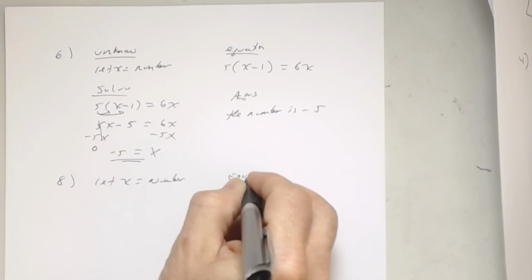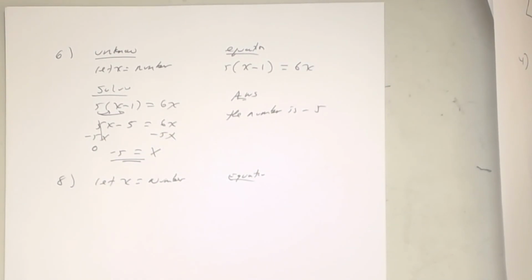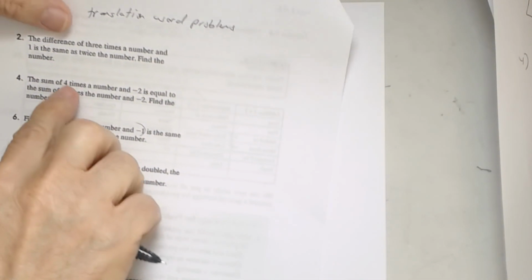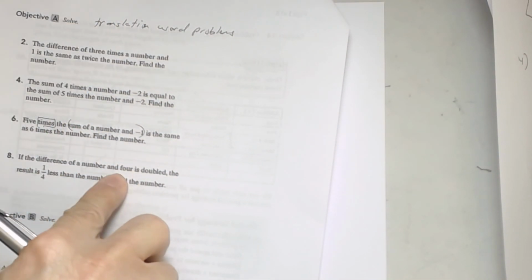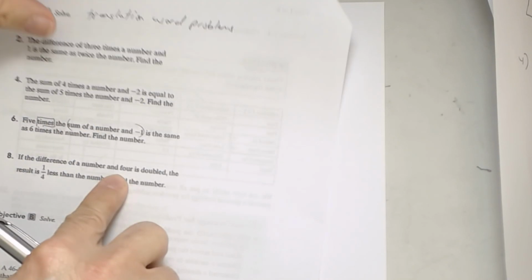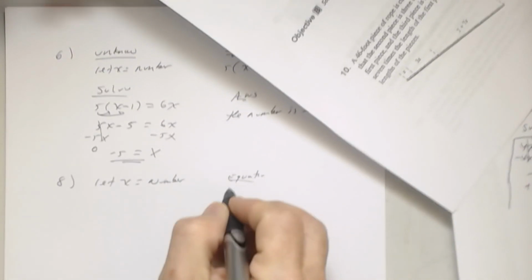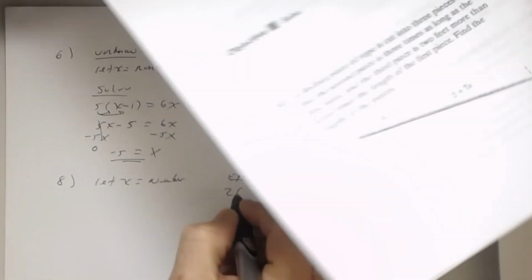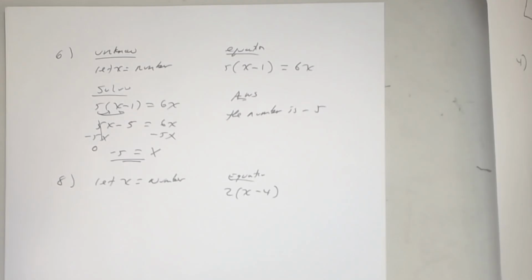Your equation. All right, first thing, in that first part, it says the difference of a number and 4. How do you write the difference of a number and 4? x minus 4. What am I doing to x minus 4? Multiplying it by 2, because double means 2 multiplied, twice, the idea of twice. So that's going to be 2 parentheses x minus 4. So the difference of a number and 4 is doubled.